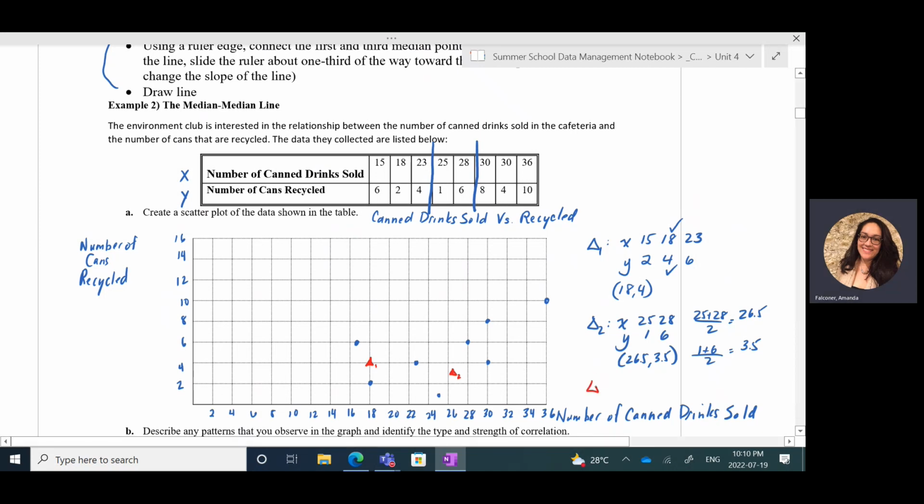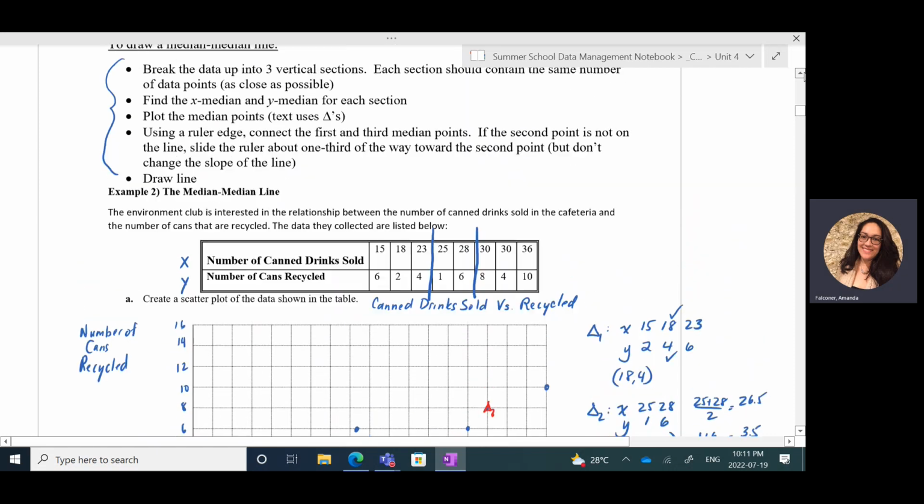Okay, delta 3, I'm just going to put in red here. We've got 30, 36. Those ones are in numerical order already, but the bottom ones aren't. So we're looking at 4, 8, 10. So it's 30 and 8 that are going to be the X and the Y for this delta 3. 30 and 8. It's going to land right on this point here. So that's my calculation of all 3 deltas.